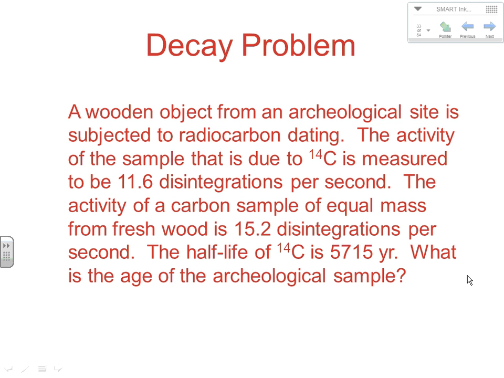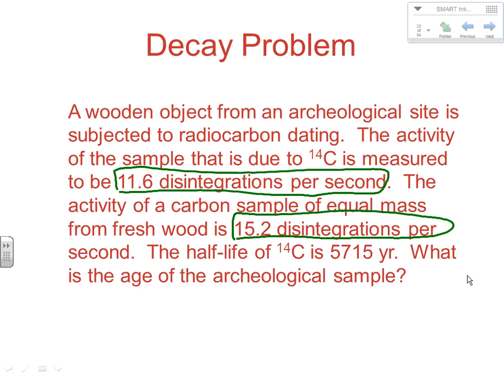And in this particular case, how fast is it decaying? Well, it's 11.6 disintegrations per second. That's known as the activity. Now, the activity of a carbon sample of equal mass from fresh wood, in other words, if we had the same mass of wood and it was fresh and it decayed at 15.2 disintegrations per second, we would know what this sample should have been disintegrating at, and at what point it is disintegrating right now. So what we really have here is analogous to this being our N0 and this being our N at T. So this is what it used to be doing and this is what it's doing right now.